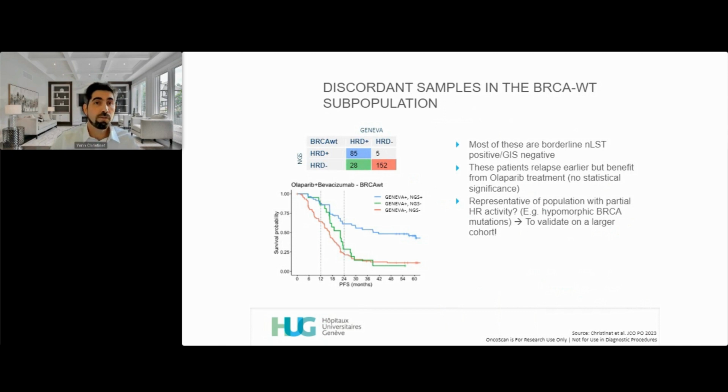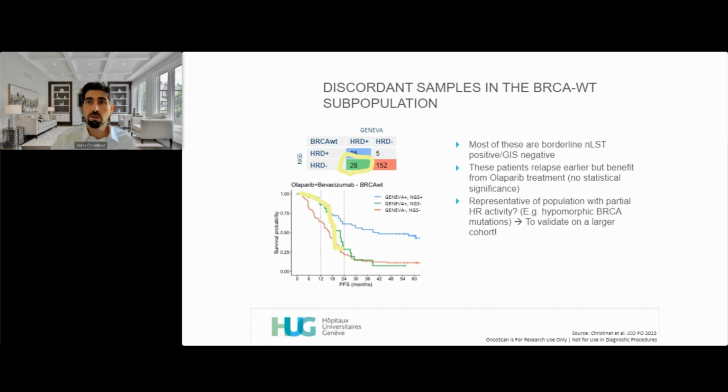Now, obviously, we have 2 tests. We want to look at the differences. And in the BRCA wild-type subpopulation, we identified 28 samples in green here, which were negative for the NGS approach and positive with the Geneva test. And when we look at these samples, we see that they tend to follow the blue line here. So they respond well initially, but then many of them recur more drastically than the blue line, which is the Geneva positive and NGS positive.